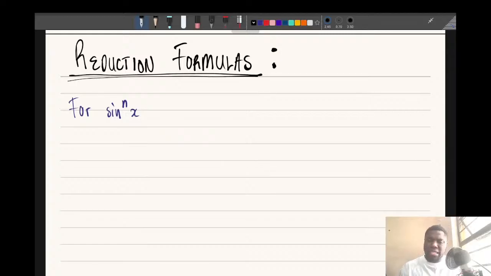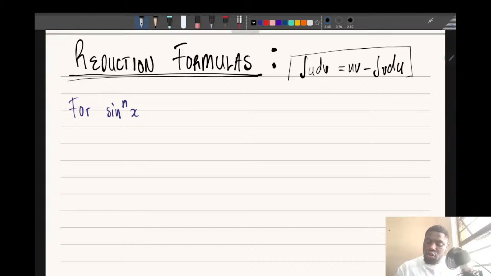Doing by parts many times makes the job very hard, because remember, by parts is the one where you have two things multiplying, and you say u dv. We say the integral of u dv is equal to uv minus the integral of v du. If you're trying to integrate something like this with a very big power, you'll do by parts many, many times. If sine has a power of 7, you do by parts 7 times. That's a lot of work.